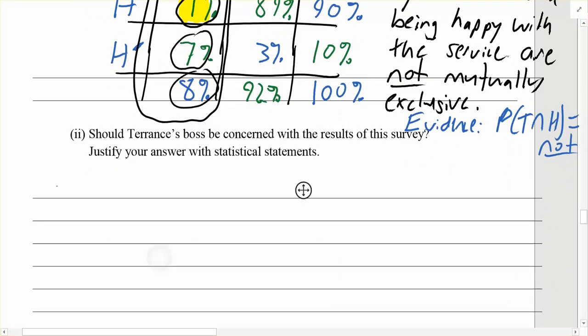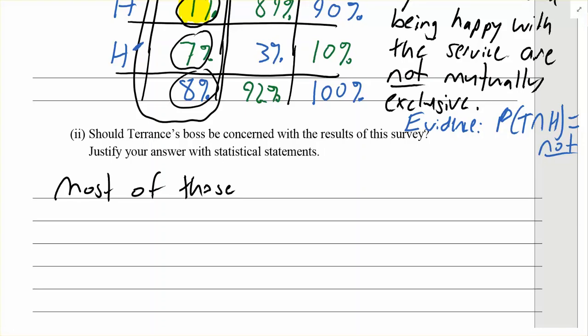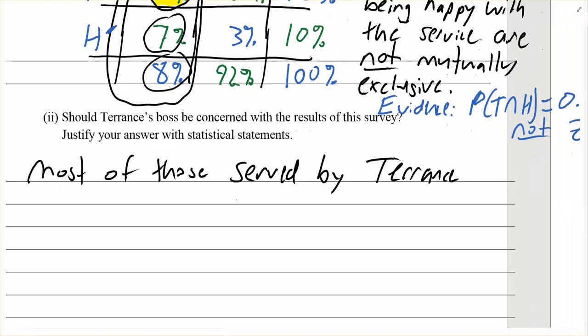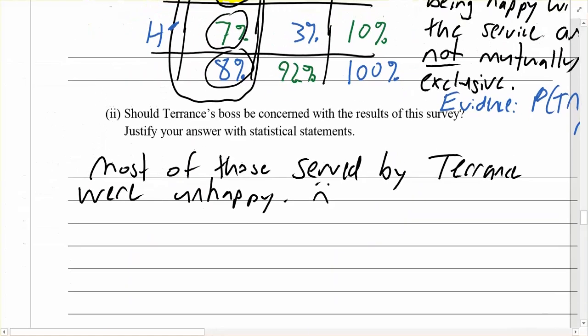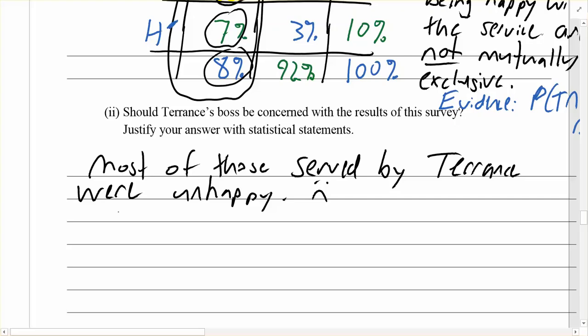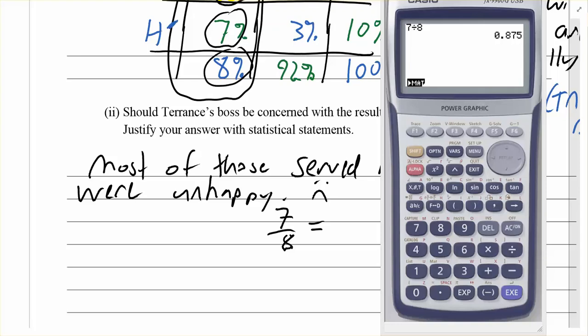So how do we write that? Well, let's just start with the obvious. Most of those served by Terence were unhappy. And specifically, 7 out of 8 were unhappy. So how do we write that? Well, let's just start with the 7 out of 8. So 7 out of 8, which is what? Well, it's 0.875 or 87.5%.